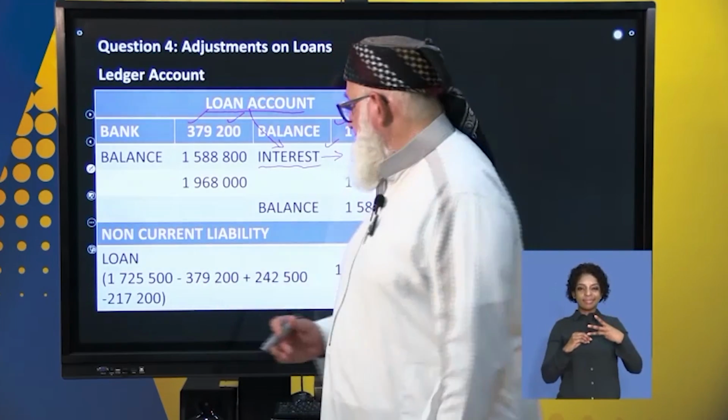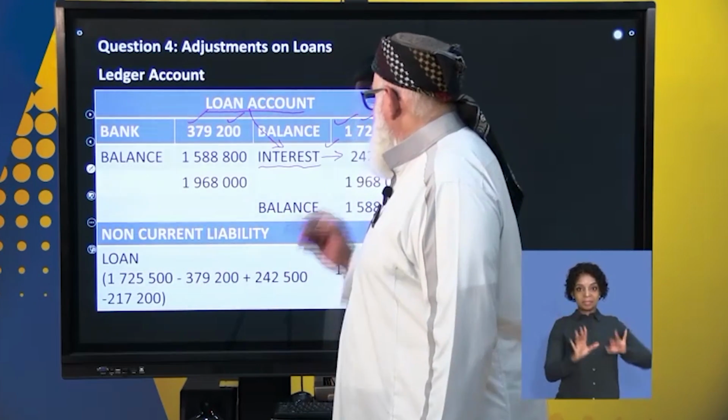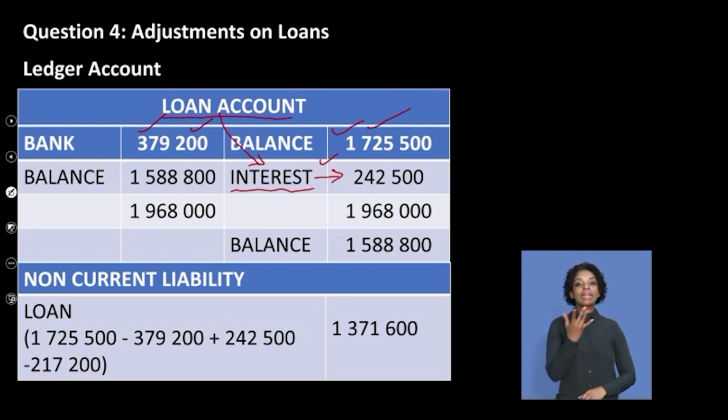Okay, we move on. Now you tell yourself, fine, find your missing figure. Obviously, how are you going to find your missing figure? Simple, add up the credit side, 1,725,500 plus the 242,500 minus the 379,200 will give you a closing balance of 1,588,800. That's the closing balance of your loan account. Clearly you can see, there's my closing balance.